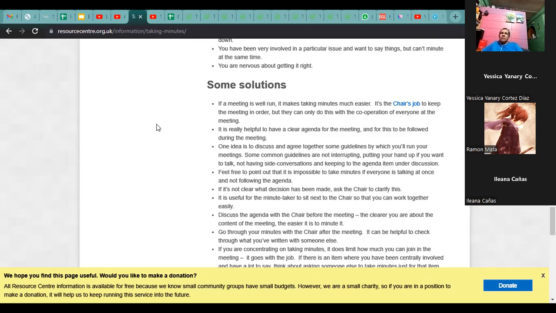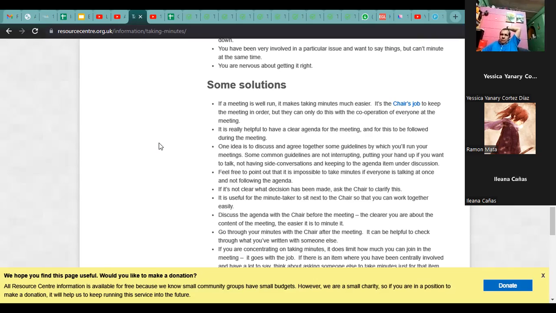Some solutions. If a meeting is well run, it makes taking minutes much easier. It's the chair's job to keep the meeting in order, but they can only do this with the cooperation of everyone at the meeting. It is really helpful to have a clear agenda for the meeting and for this to be followed during the meeting. One idea is to discuss and agree together some guidelines by which you'll run your meetings.